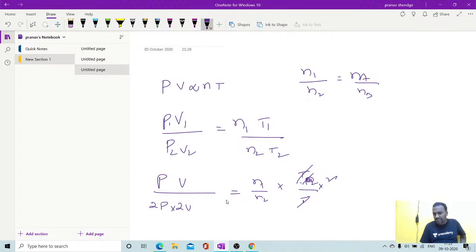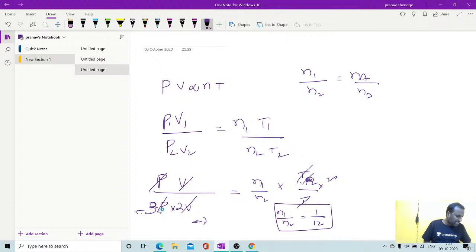T gets cancelled. So finally, if you simplify, students, the pressure is given as 3 times. So V and then P get cancelled. Then N1 by N2 is equal to 1 by 12. Actually, I had written double, students. The pressure is given as 3 times, so that is the reason I have used it here. N1 by N2 is equal to 1 by 12, we can say. So I hope you understood this question.